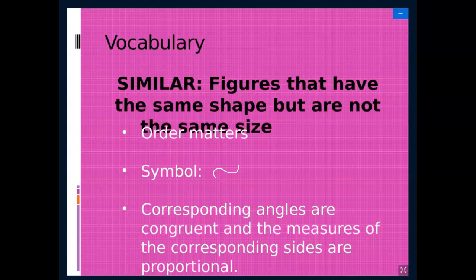Corresponding angles and their measures are congruent, while the sides are proportional. Corresponding angles are congruent, and the measures of their sides are proportional.